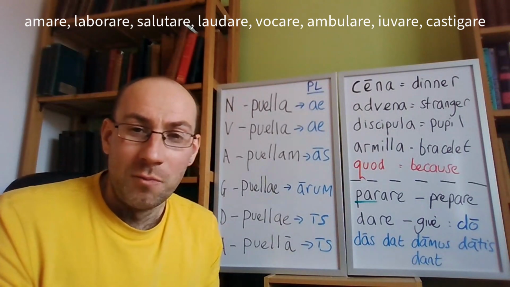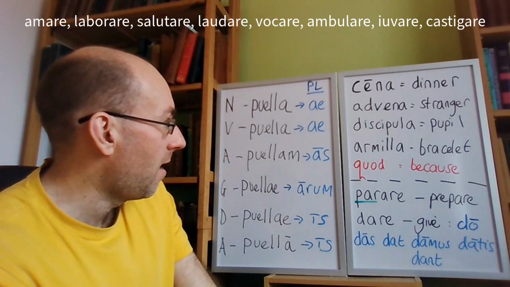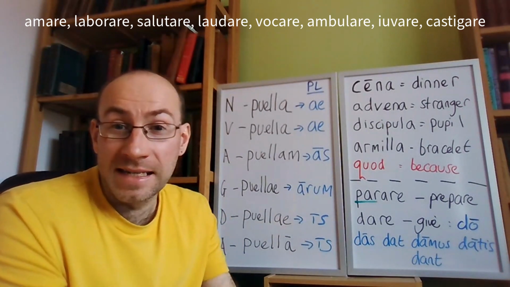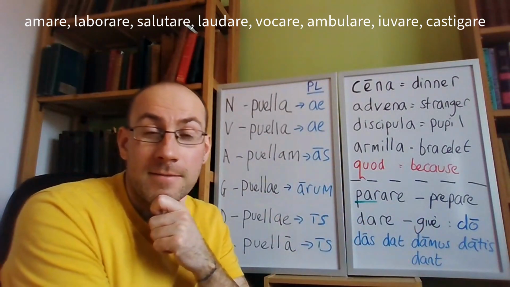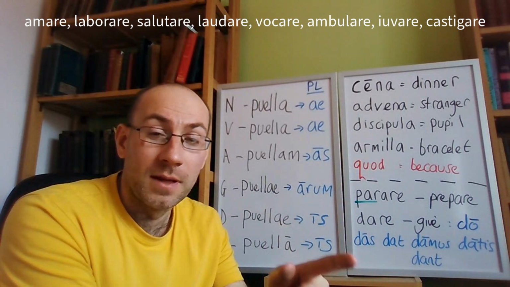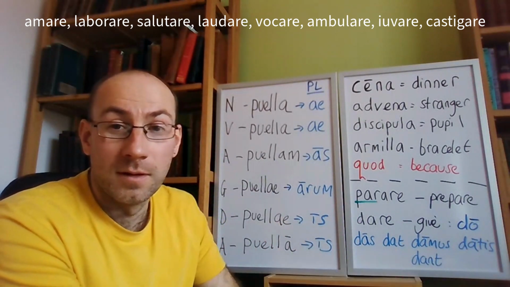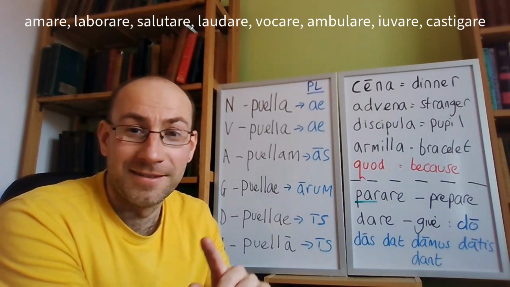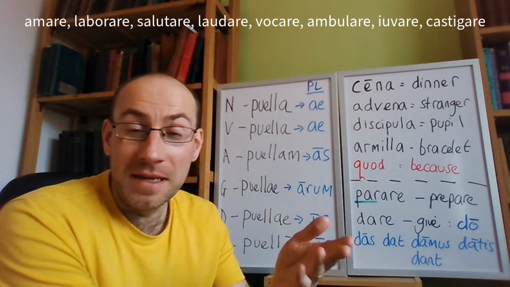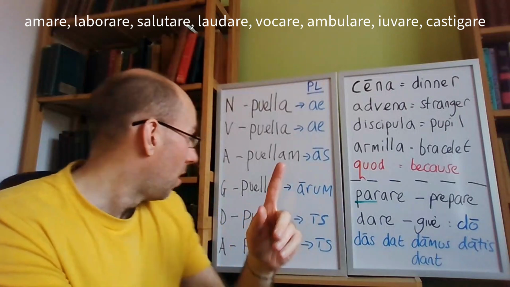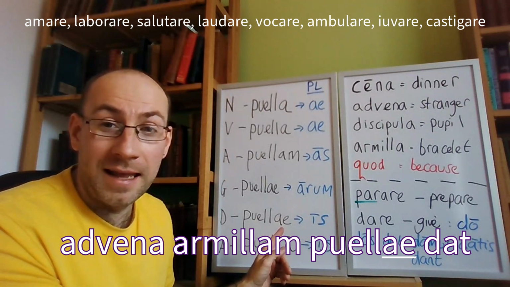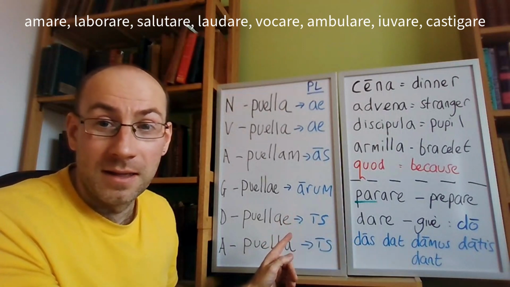So let's try it with a couple of sentences just before we finish. What about the stranger gives the bracelet to the girl? There's no the or a in Latin, so we just put bracelet. She gives it to her, so the girl is dative, bracelet's accusative. You got it? Advena armillam, it goes on your arm. Armillam puellae dat. Advena armillam puellae dat. Or puellae armillam dat.